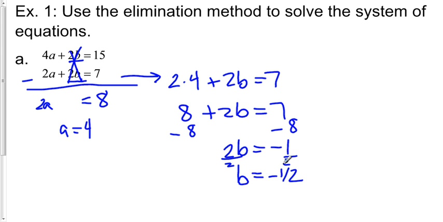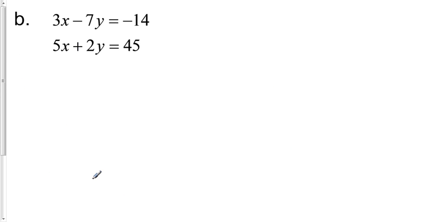Okay, so it's a pretty quick and easy method depending on what you're given as your system. When you write your ordered pair, you're going to go in alphabetical order. So A goes first, that's 4, and B goes second, -1/2. Done. Now here's another one.